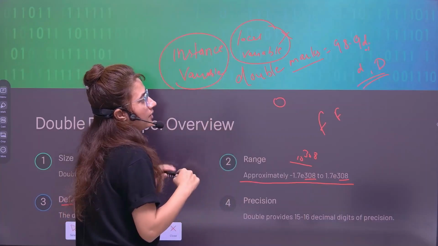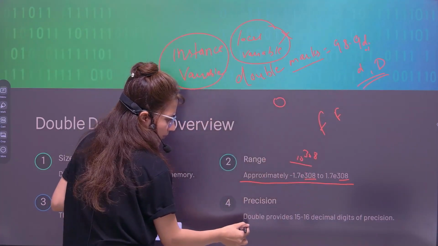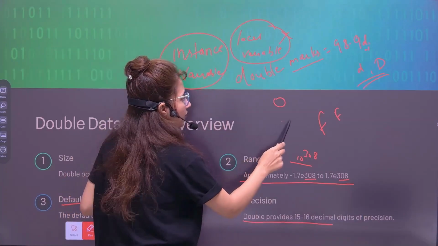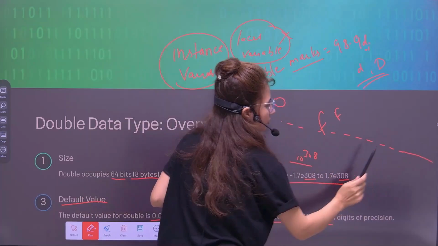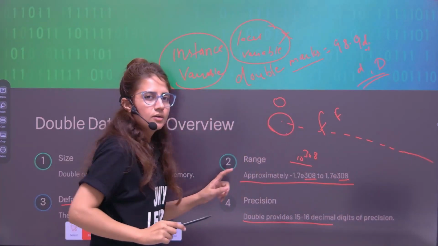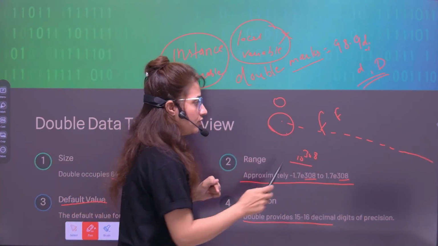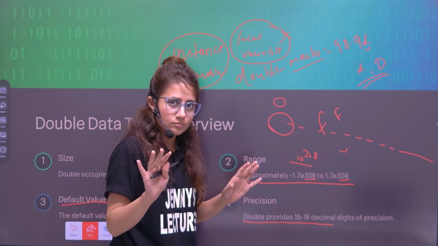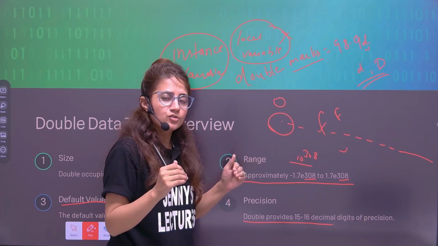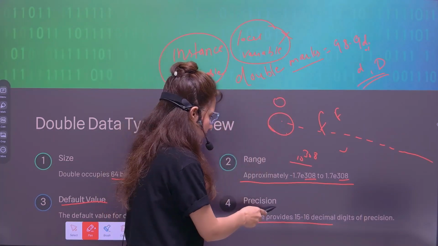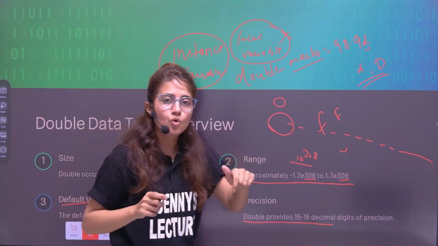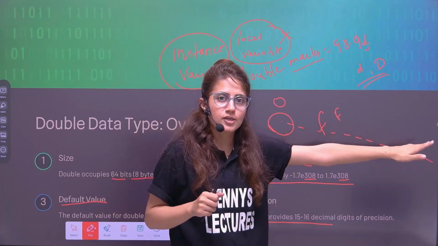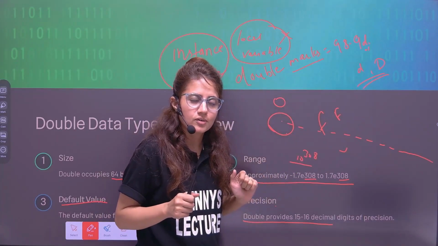Now after the decimal in double, the precision is 15 to 16 decimal digits. So definitely this number would be more precise than a number which has only 6 to 7 digits after the decimal. Yes or no? I hope you are getting this point. So that's why if you need more precision, then we use double, because it is more precise than float. It has 15 to 16 decimal digits after the decimal point, right?